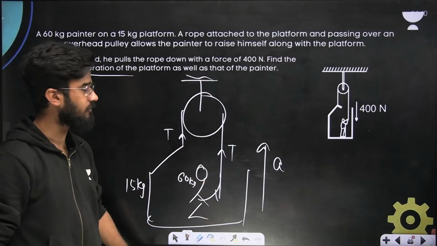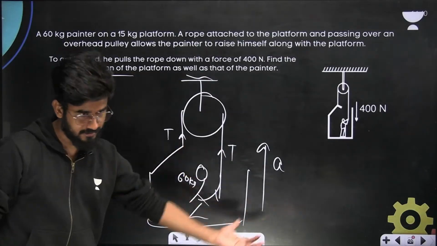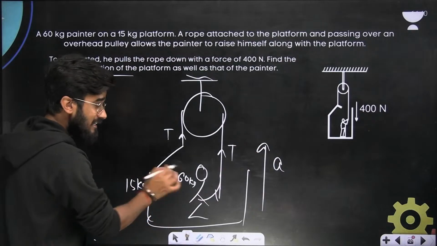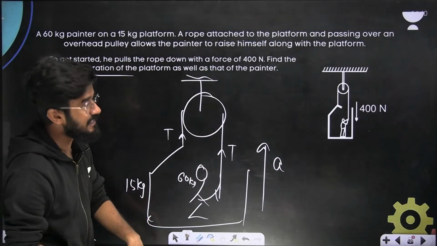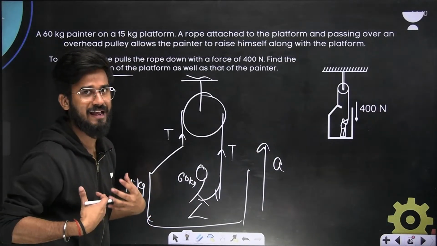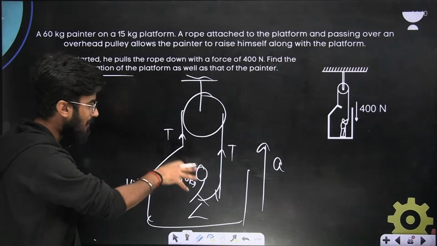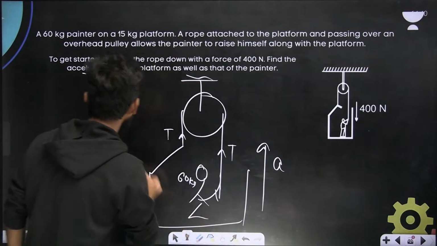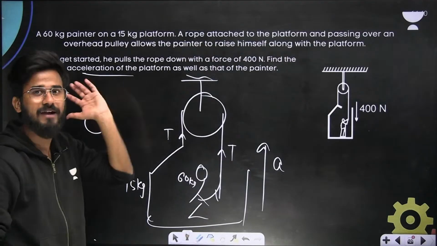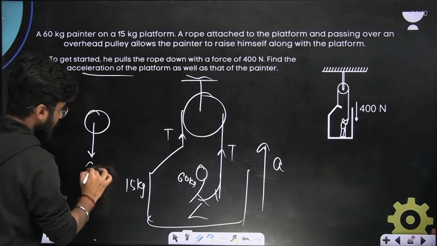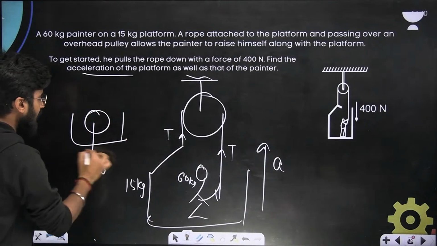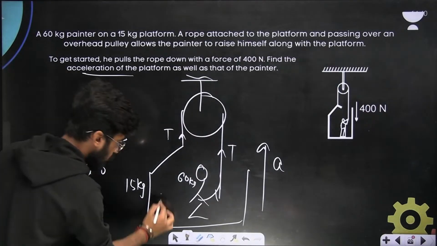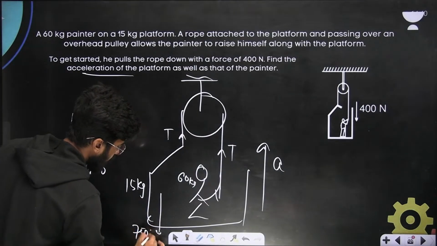What is the total downward force applied on this particular system? The total force is mg, acting on the man as well as the platform. The force on the man is 60 into 10, which means 600. Suppose this is the head of the man, and there is 600 on the man, and this is the trolley, which is 150 mg. So the total force is 750 Newton.